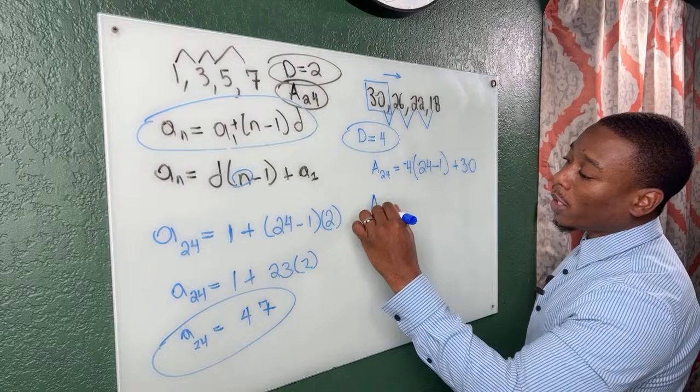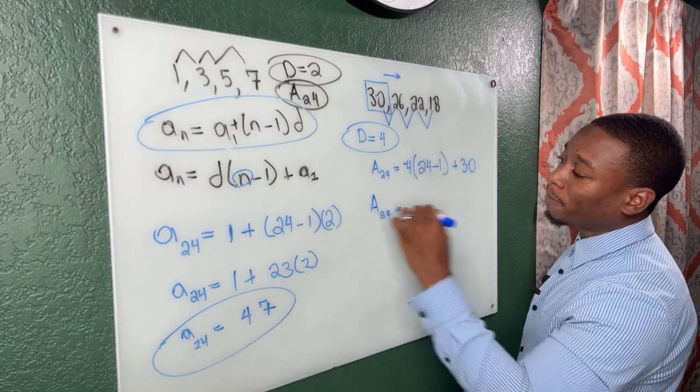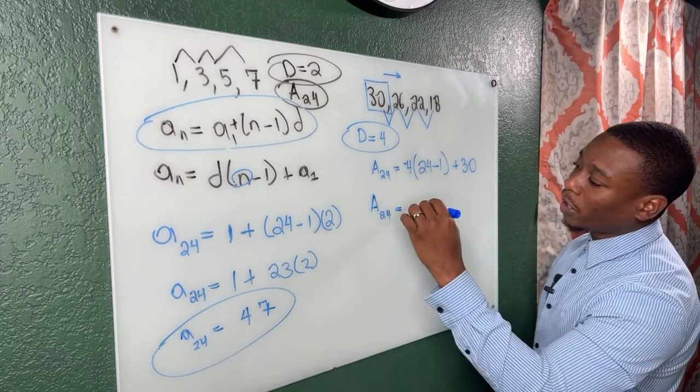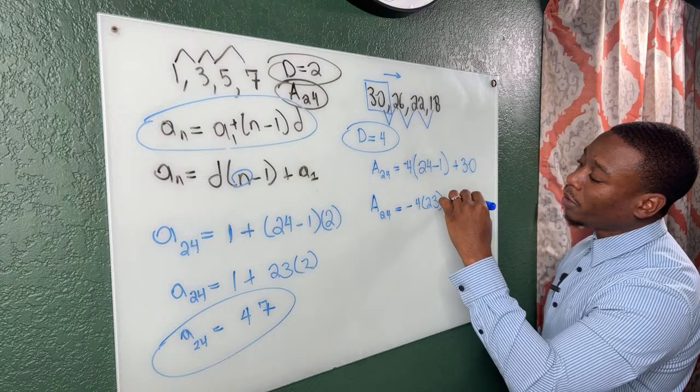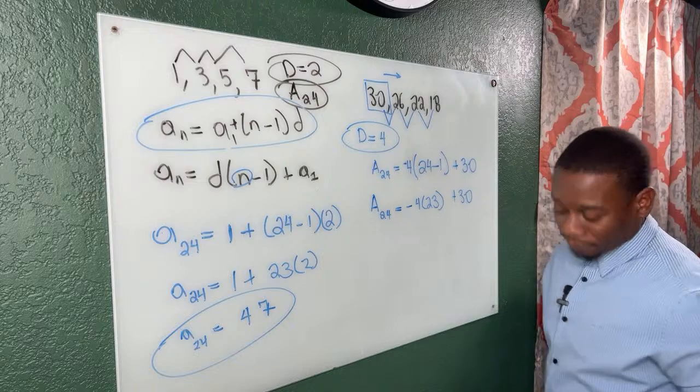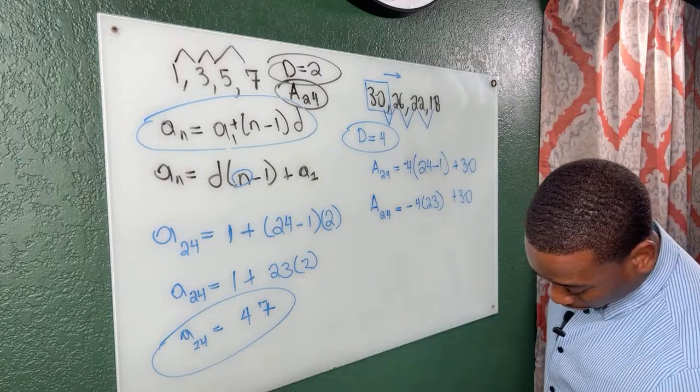Once I simplify, this is what we're going to get: negative 4 times 23 plus 30. Let's take the calculator out.